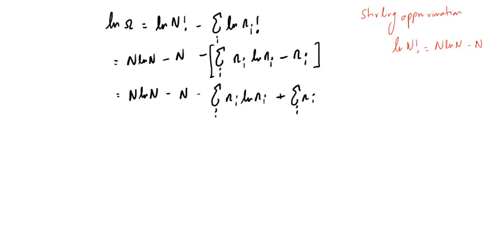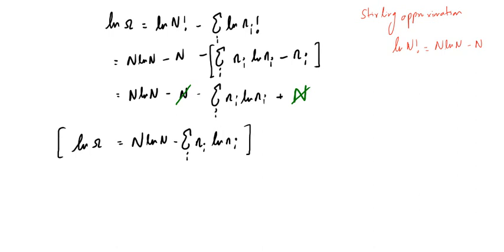Now we also know that this quantity here is simply n, right? So I will write that as n, and you see here that this n gets cancelled, plus and minus, and finally we have n ln n minus summation over i of ni ln ni. So this is our ln omega.